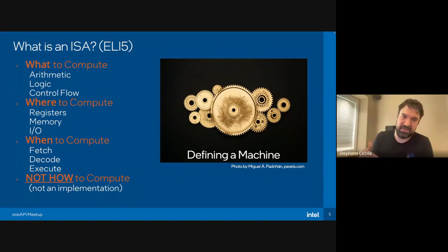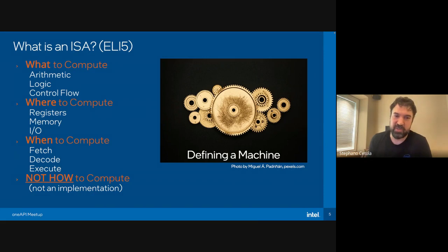Reset levels and ensure that we're talking about the same thing when we say ISA. So I'm trying to explain it like we're all five. I actually used this slide recently when I was presenting to a group of patent lawyers. And I think it's a good starting point for the conversation that an ISA is really defining a machine.